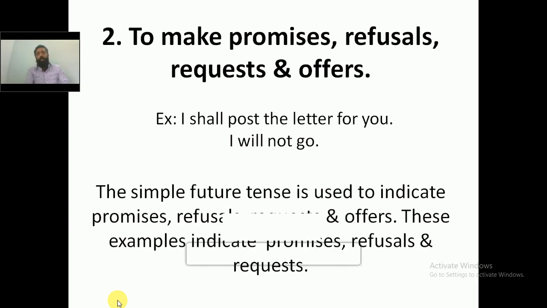Second example, I will not go. It is some kind of refusal, that I will not go. So we are using the simple future tense to make a promise, to refuse something, to request something, or to make an offer. Go through the examples once again. I shall post the letter for you, which means I am making an offer.